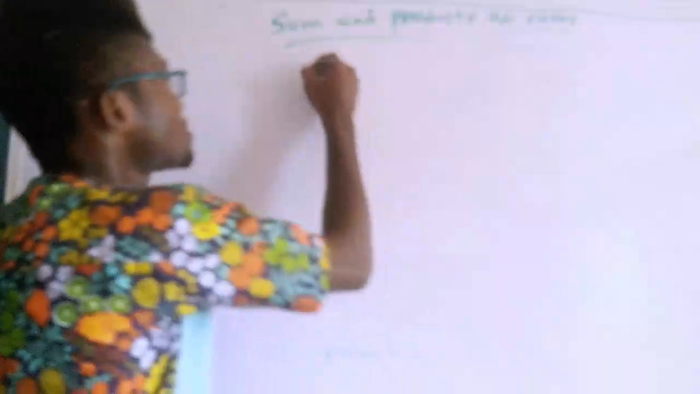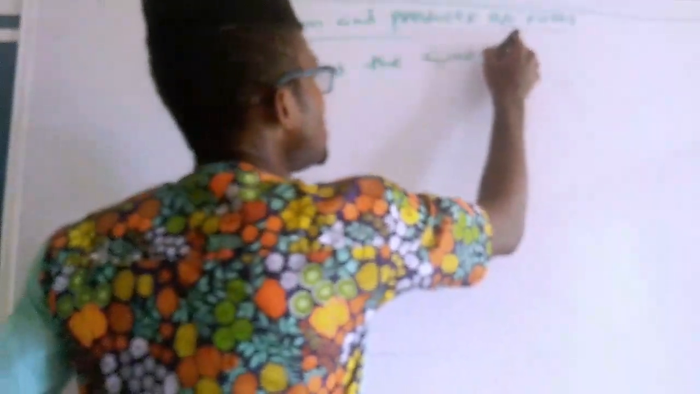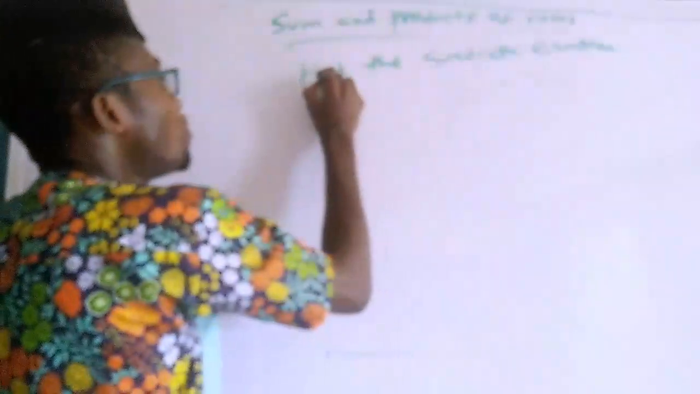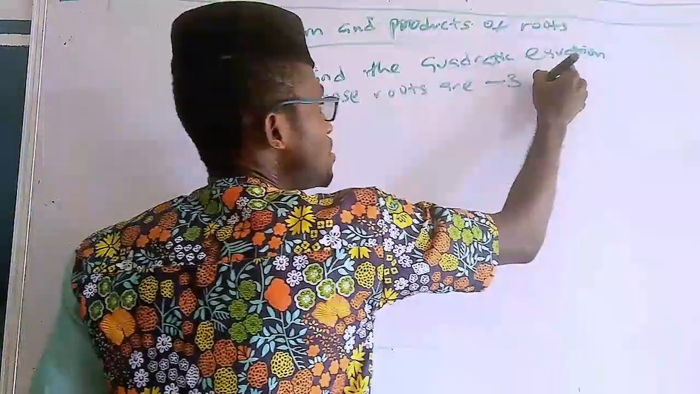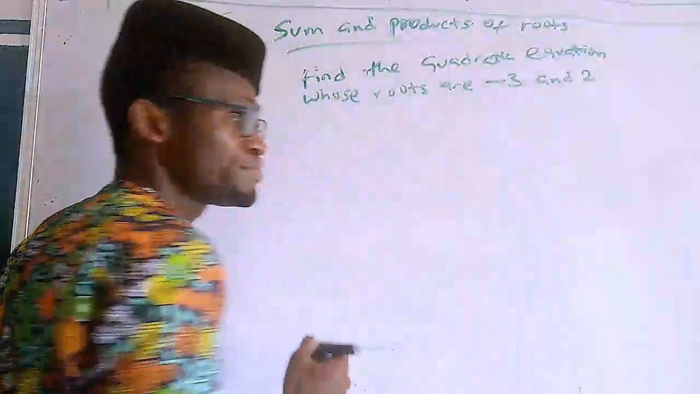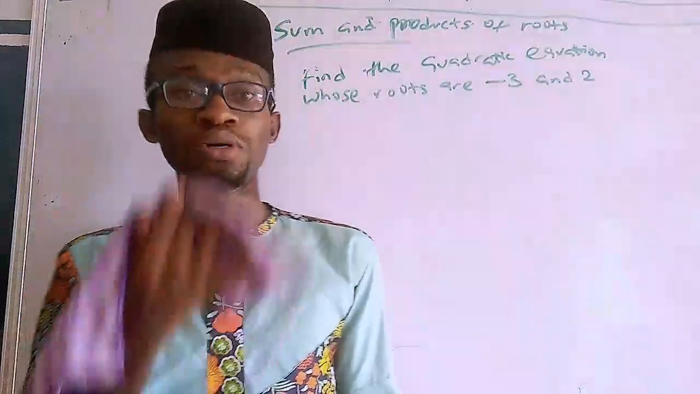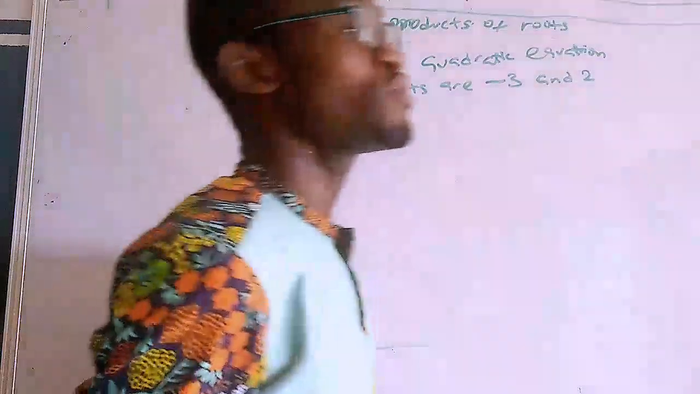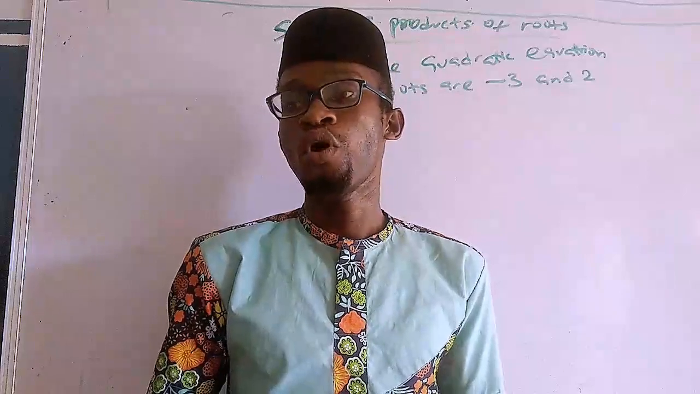Now let's say they ask us, find the quadratic equation whose roots are minus 3 and 2. So they asked you, find the quadratic equation whose roots are what? Minus 3 and 2. Now what it means is that they are asking us which quadratic equation we are going to solve that is going to give us minus 3 or 2.